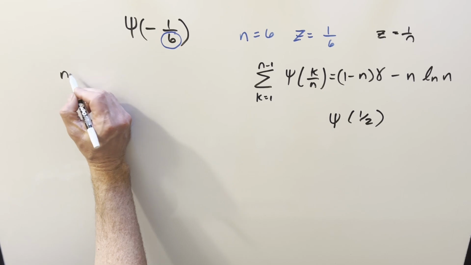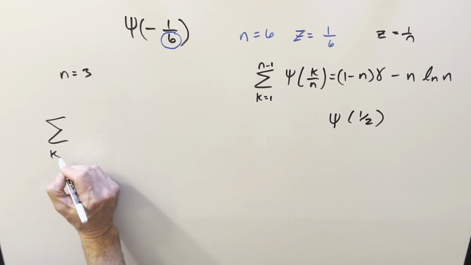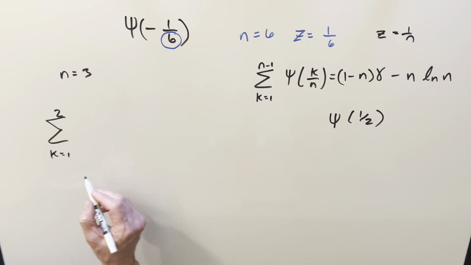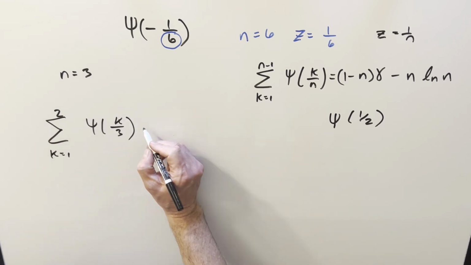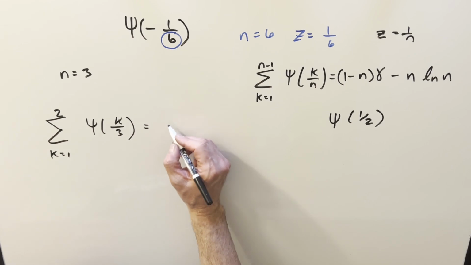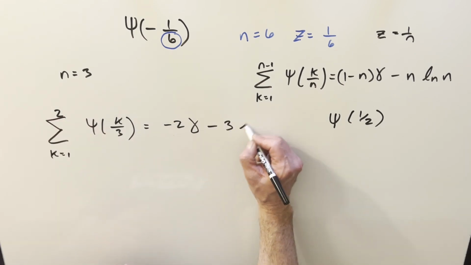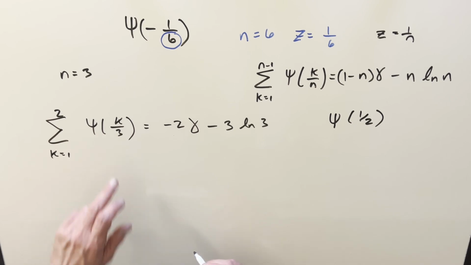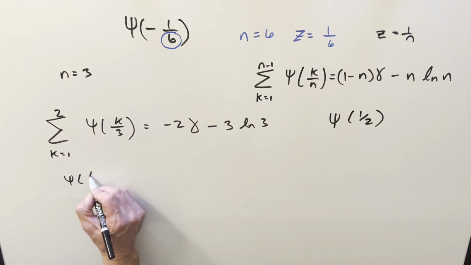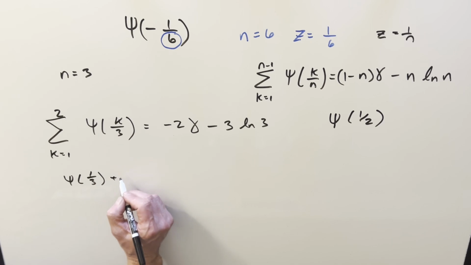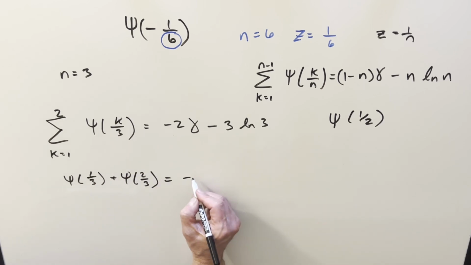Next, let's see what happens when we have n equals 3. So now the sum is going to be from k equals 1 to 2, digamma of just k over 3. On the right side, 1 minus n, so this is going to be minus 2 times the Euler-Mascheroni constant, plus plugging in 3 ln 3. Now we're going to have two terms. We just need to plug in 1 and 2. So we have digamma of 1/3 plus digamma of 2/3 equals all this.